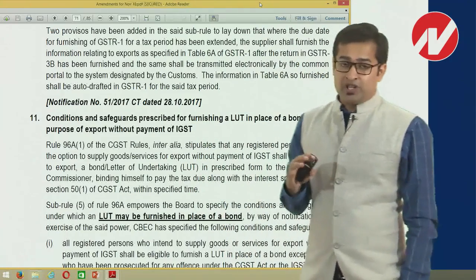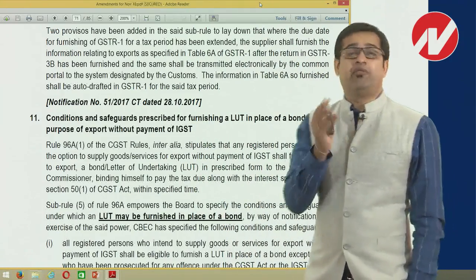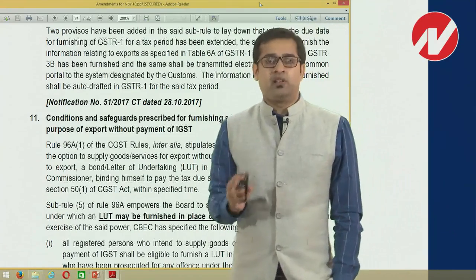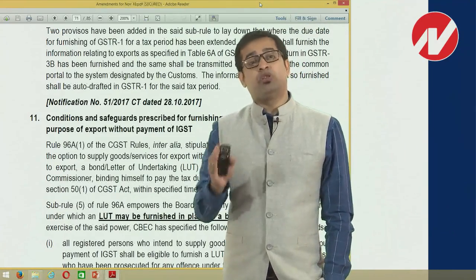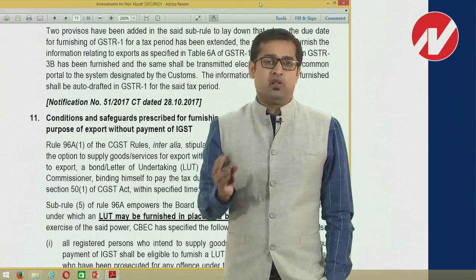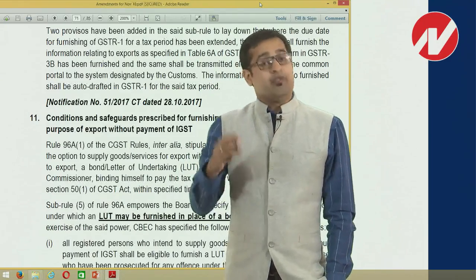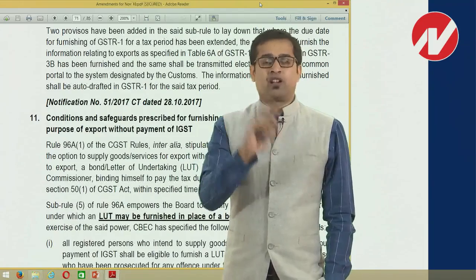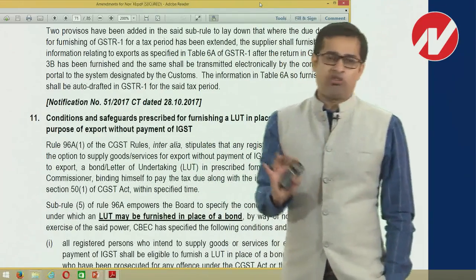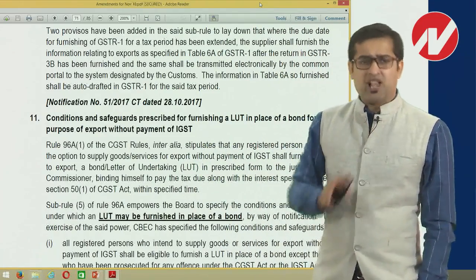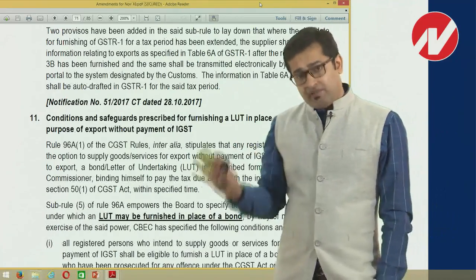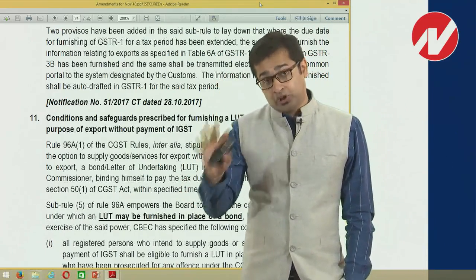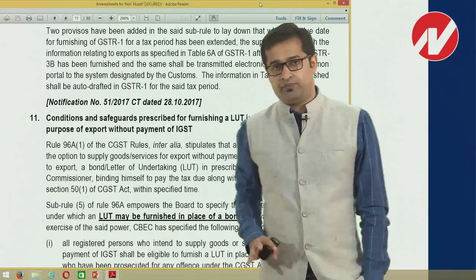Now the revised provision extends the applicability of LUT. So they have simplified it. Now they are very clearly saying that the LUT option is available to every person, whether you are a status holder or not, whether you have generated 1 crore rupees of foreign exchange or not. Forget all this criteria. All of them have been removed. And the revised provision very clearly says that the option of LUT is available to every person.